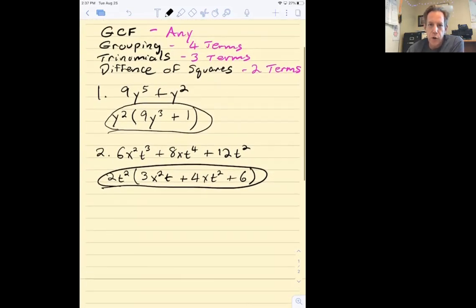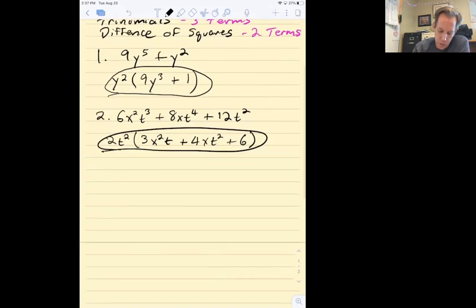All right, so next we're going to go through grouping, which is a method you can use when you have 4 terms.